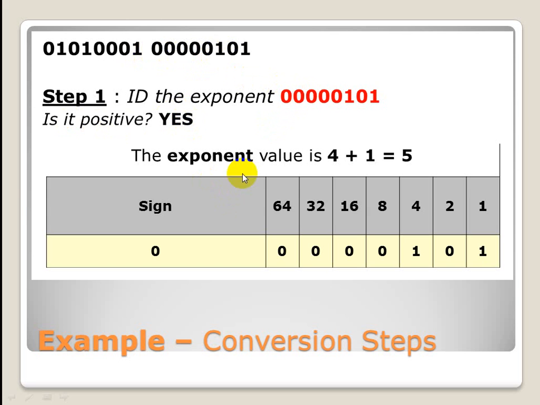Yes. The exponent value is 4 plus 1, which is 5. What's 4 plus 1? Well, that's 1, that's nothing, and that's 4. So that's 5. Our exponent is 5. We don't worry about the leading zeros. So, here we go. The sign, the 0. We've got that. Sorry, just breaking it down. We need to move on.